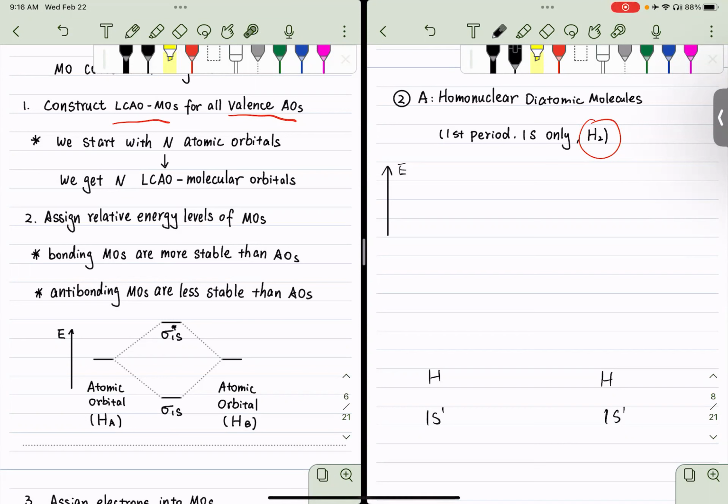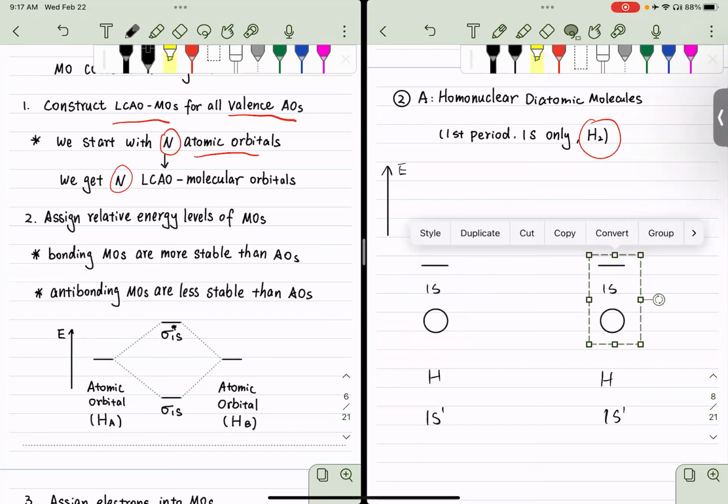And then we start to draw the atomic orbitals. Keep in mind, if you start from n atomic orbitals, you end up with n molecular orbitals. What it means is, on the right-hand side, let's just draw the 1s atomic orbital of my hydrogen atom. That's what a 1s atomic orbital looks like. On the left-hand side, likewise, you have the same atomic orbital. They're both 1s atomic orbitals, and they have the exact same energy levels.